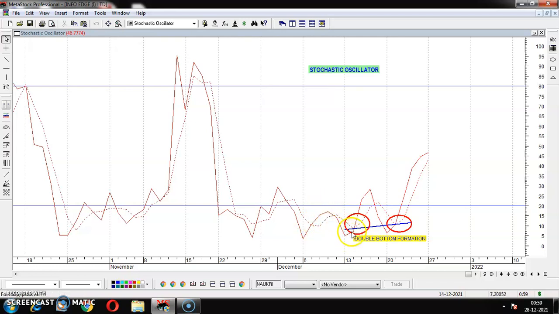When the stochastic line intersects the dotted line from below, which generally indicates a bullish signal, a buying signal. When it intersects from the upside, then it's a selling signal. You see that the stochastic intersected from here, so this is a selling signal. You just check it over here.